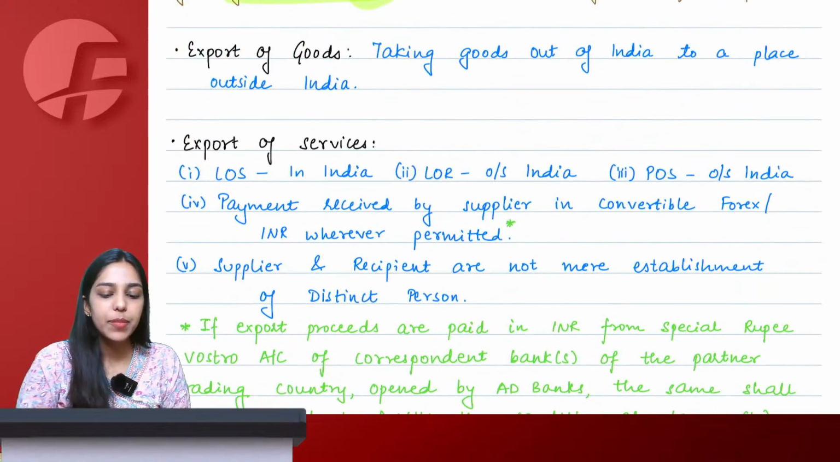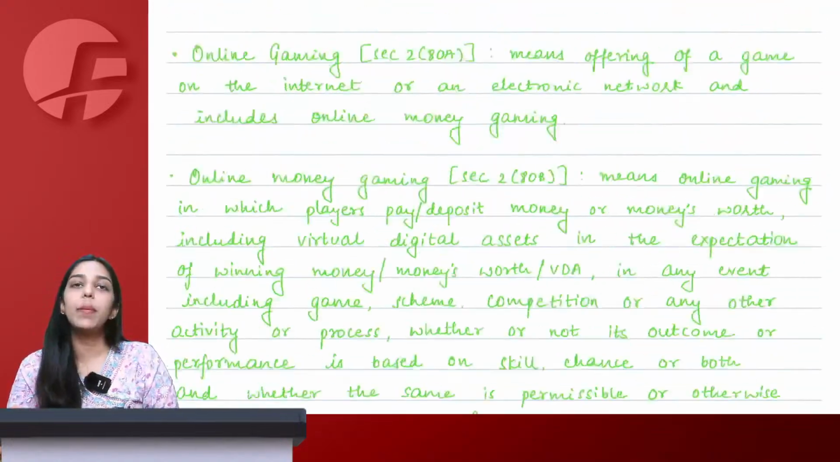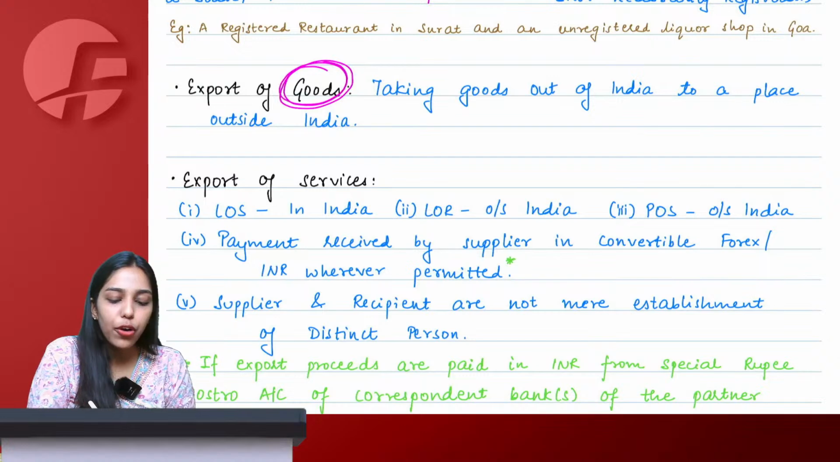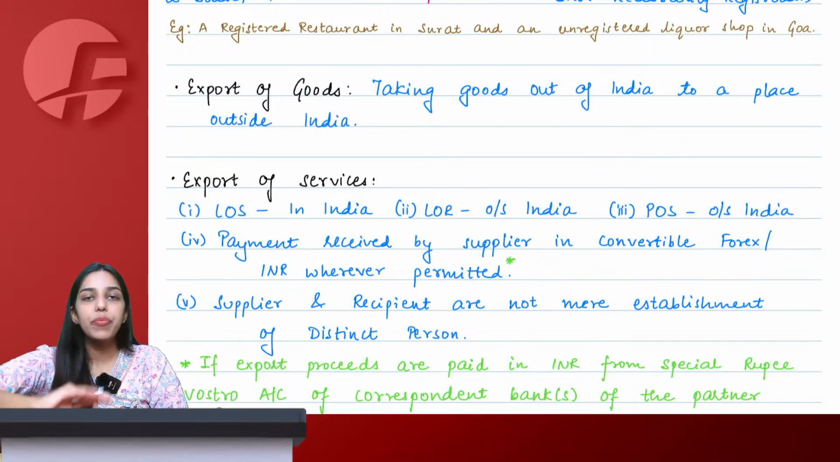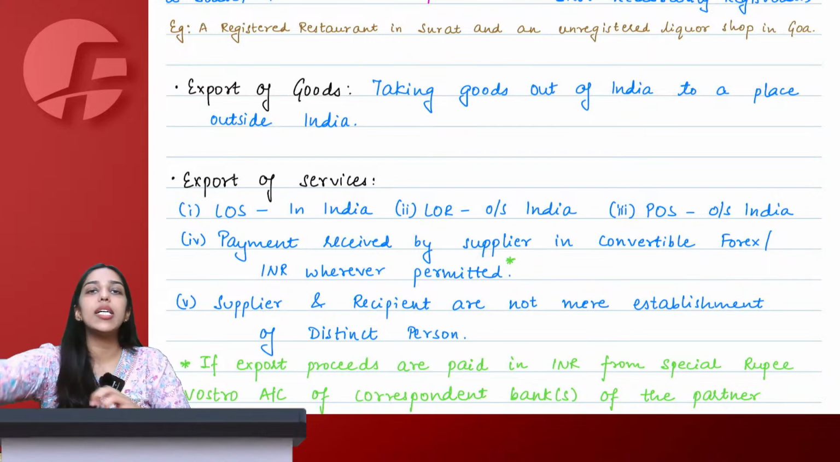Okay. Export of goods and export of services. We will see when we go to the particular chapter. Okay, let's cover it here only. Chalo. Export of goods. Export of goods simply means taking goods. See, what do we understand by the term export? To send something out of India is export. To send something from India to a place outside India is export.